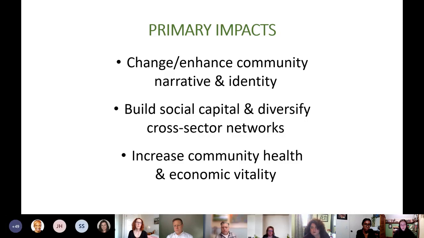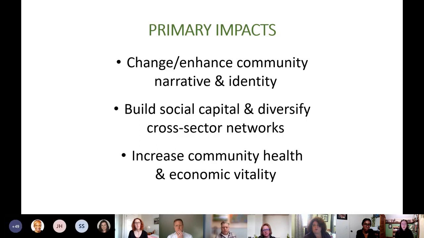The second bucket is building social capital and diversifying cross-sector networks. Social capital is really about how, when artists do projects, they bring people together. Sometimes that is the stated purpose, other times it isn't. But especially these days, as this pandemic goes on, we're recognizing that people who know other people in their community, they don't even have to be good friends, just by knowing more people in your community, you are going to do better in times of trauma and stress.